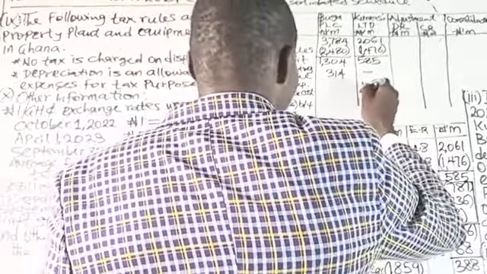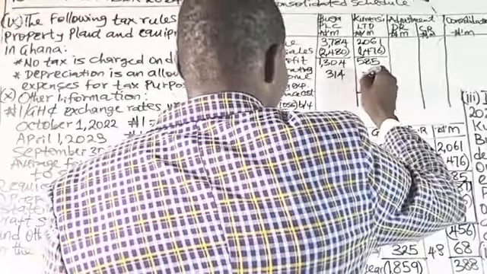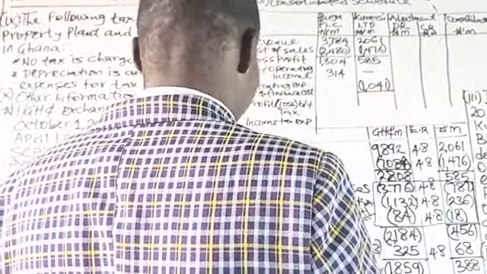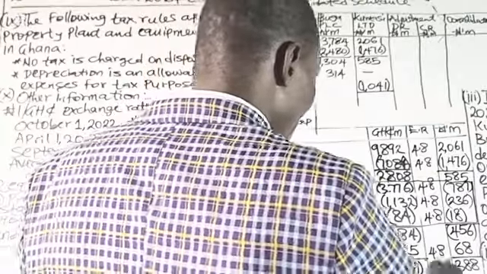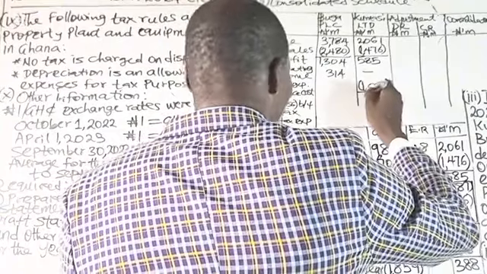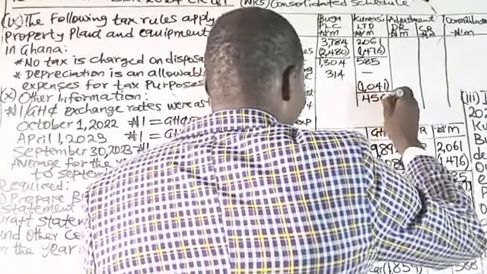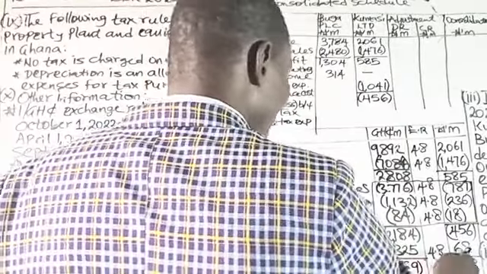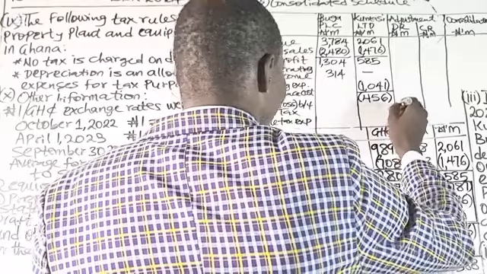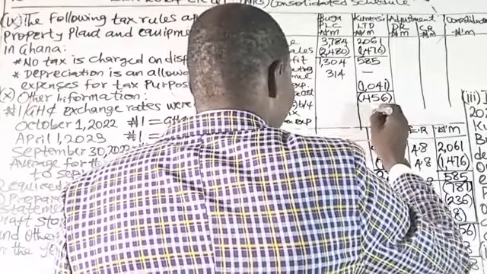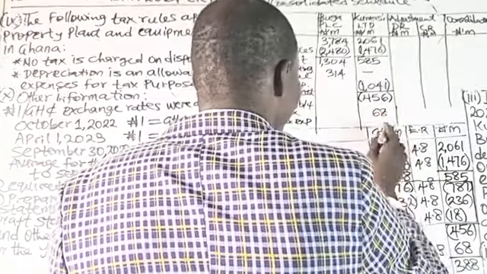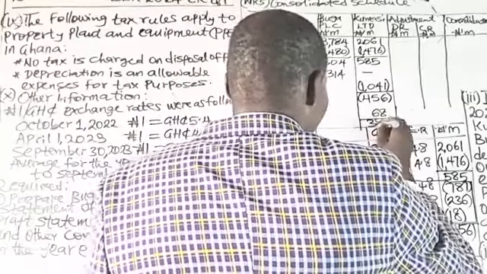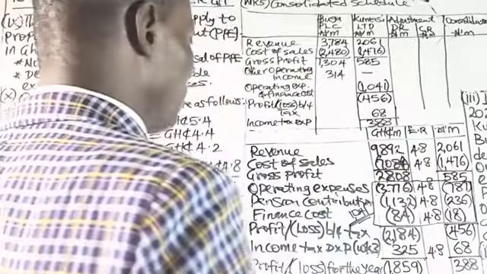Then we have profit before taxation. If you subtract 1041 from 585, then you'll be left with 456. So profit or loss before taxation is a loss of 456. Please take note of that. Then we have income tax expense of 68. If you add the 68, then you have the profit or loss for the year of 388. That is for the subsidiary.